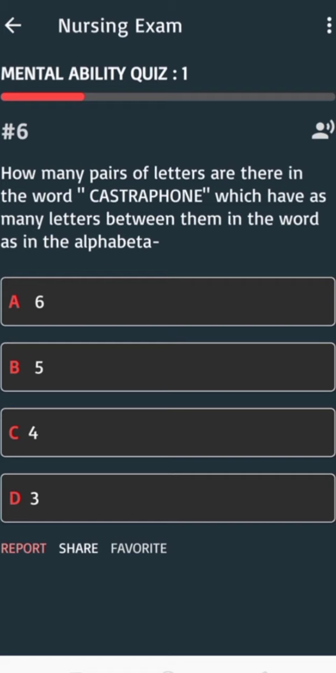How many pairs of letters are there in the word 'ENQUATE', which have as many letters between them in the word as in the alphabet? A. 6. B. 5. C. 4. D. 3.